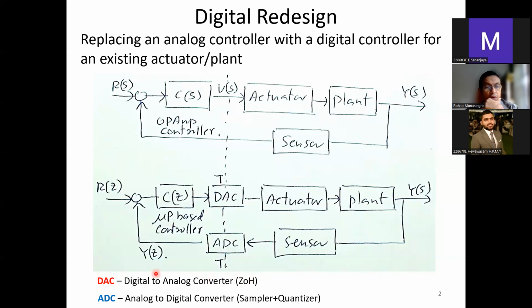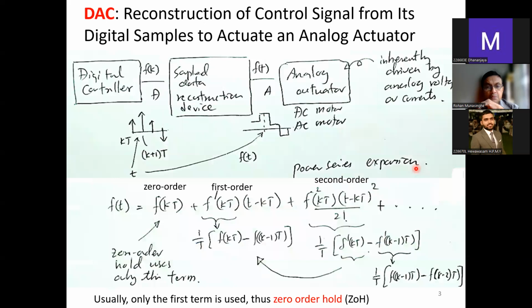So these two components are extremely important: DAC, which is digital to analog converter, and ADC, analog to digital converter. Right. On the next slide, we're going to look at the two components. So let's take the DAC first, digital to analog converter. You might be interested in knowing what this block is and what the internal components and the mathematics are, right, that explain the function of the DAC.